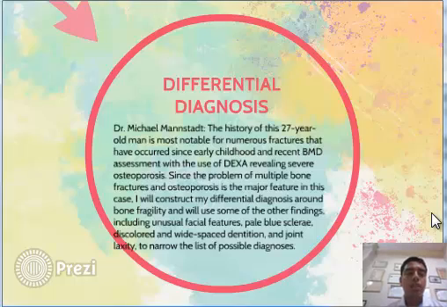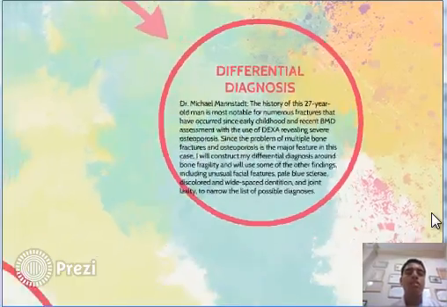Differential diagnosis. The history of this 27-year-old man is most notable for numerous fractures that have occurred since early childhood and a recent BMD assessment with the use of DEXA revealing severe osteoporosis. Since the problem of multiple bone fractures and osteoporosis is the major feature in this case, I will construct many differential diagnoses around bone fragility and will use some of the other findings, including unusual facial features, pale blue sclera, discolored and widely spaced dentition, and joint laxity to narrow the list of possible diagnoses.